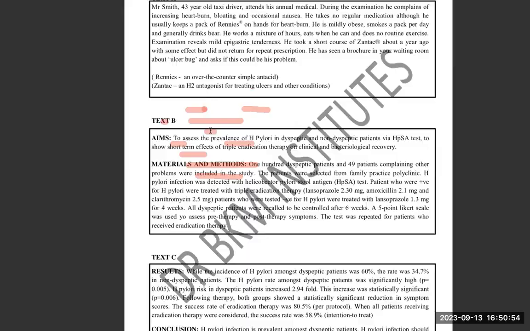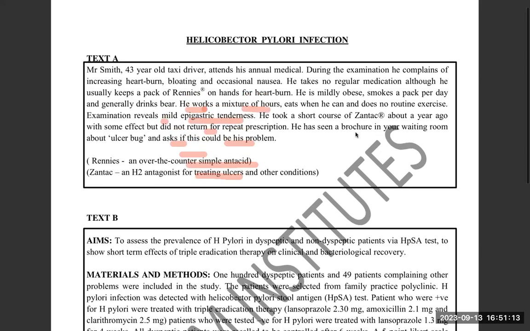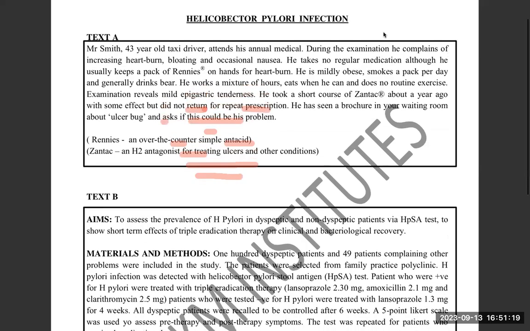I will straight away go to paragraph A, and please try to understand now. In the paragraph: Helicobacter pylori infection. Mr. Smith, 43-year-old taxi driver, symptoms are here. He takes no medication, medications are mentioned. Mild, does not do exercise. Zantac is the medication name. The repeated prescription word is there. Brochure, waiting room, then 2 drug names. So in this paragraph, I can find drug names and a bit of symptoms.